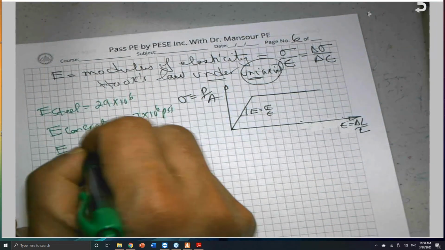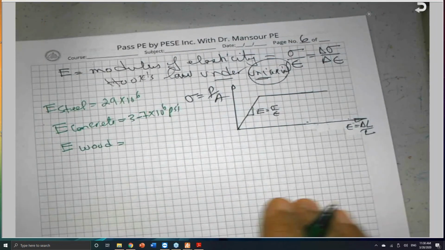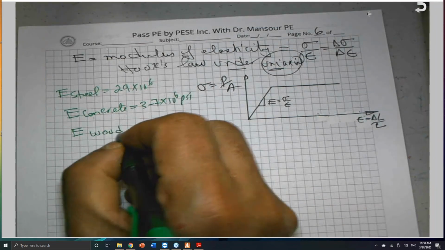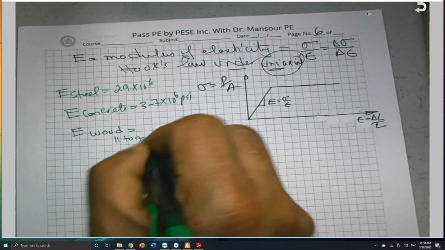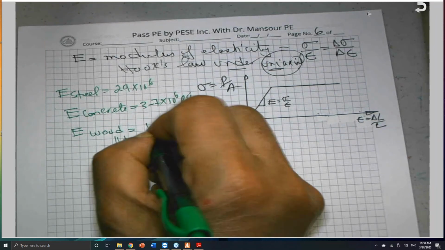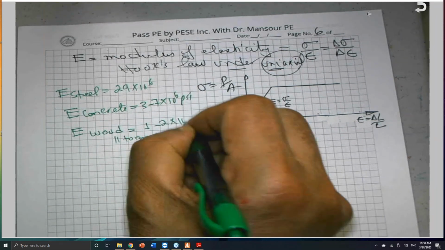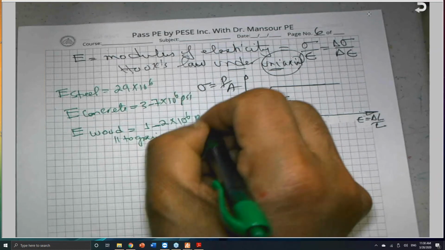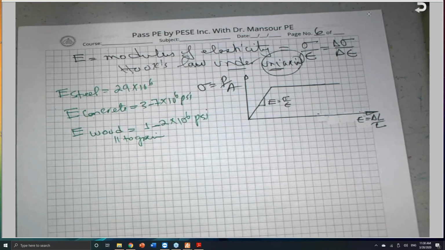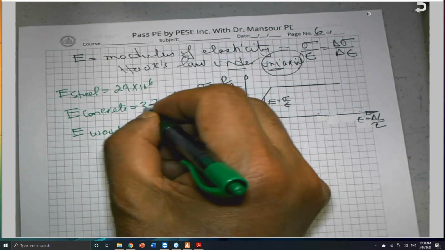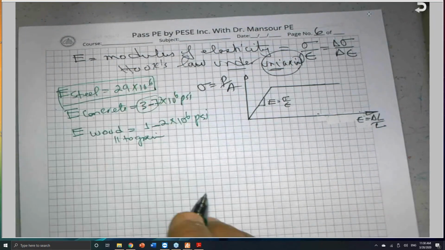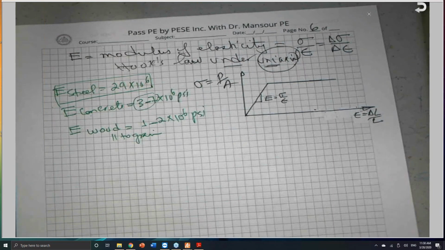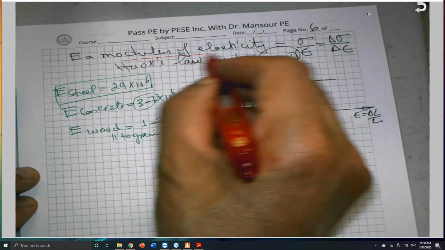For wood, E is a very small number. This is E of wood parallel to the grain, by the way, about 1 to 2 million psi. For concrete, we have a very wide range. This is one number. We have another modulus, but not the modulus of elasticity.